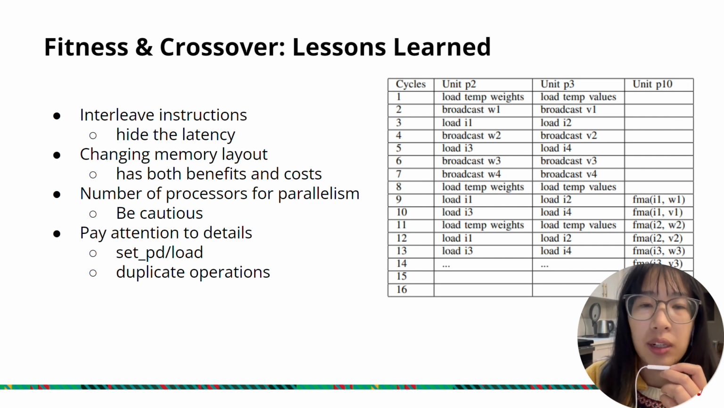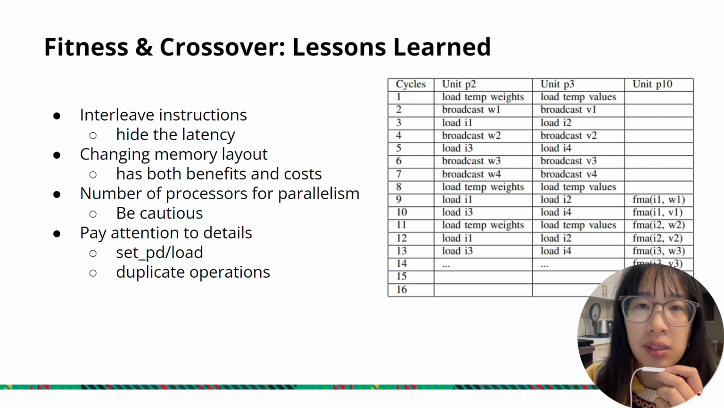And the second one is memory layout has both benefit and cost, because we found that transforming between different memory layouts costs a lot when data size is relatively small. And the third one is we need to be cautious about the number of processors to choose when we do parallelism, because we do find when we keep increasing the number of processors, the improvement in our performance is not that significant.